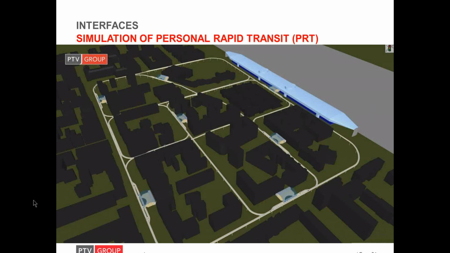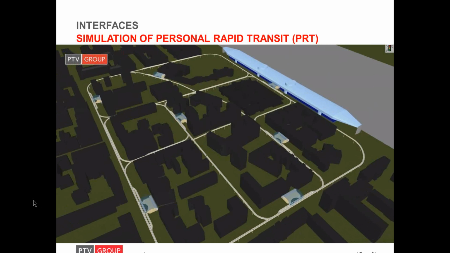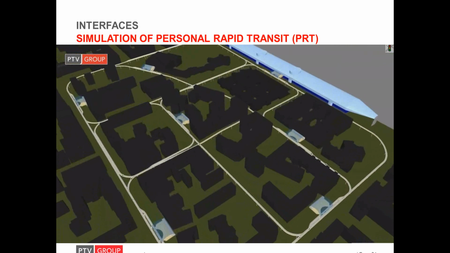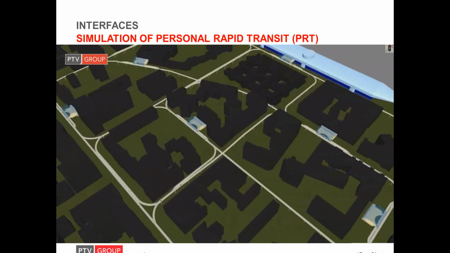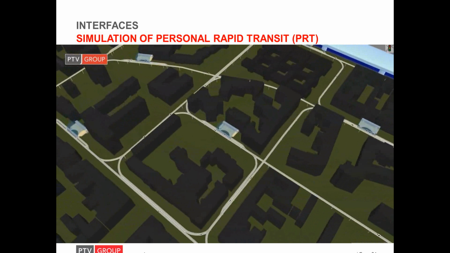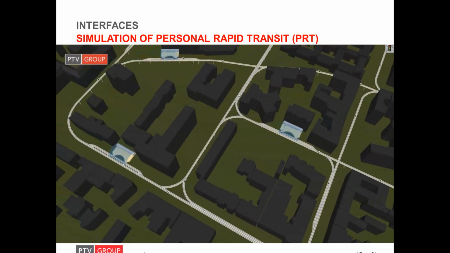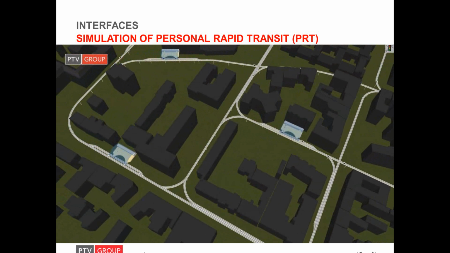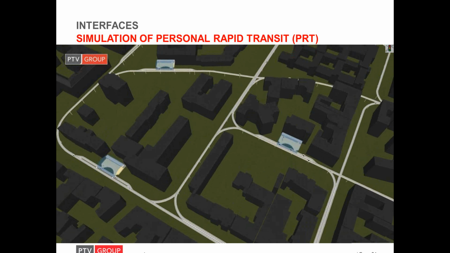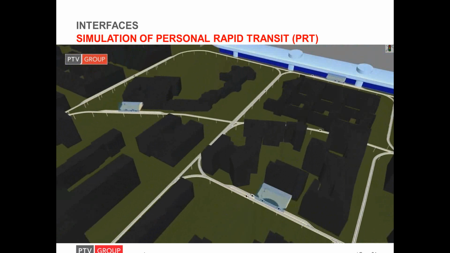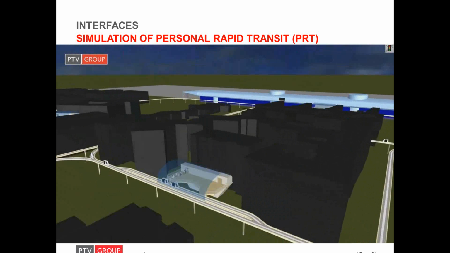This example shows a rather futuristic transport system called Personal Rapid Transit, PRT. The trips of the vehicles shown here are controlled from a central unit that takes into account the current position, occupancy, and destination of the vehicles, as well as the current demand at the stations.